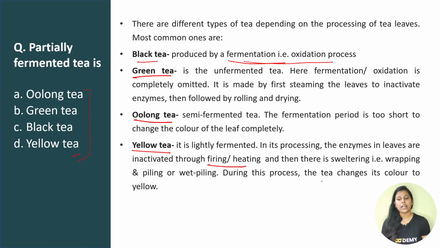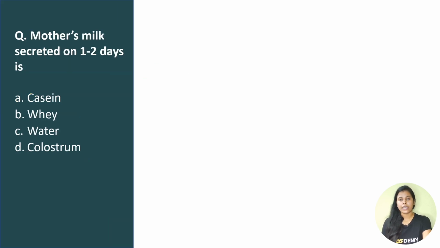During this process, the tea color changes to a slight yellow, and that is how the name yellow tea has come. So out of these, which one is partially fermented or semi-fermented? Proper fermentation has been done, but partial, not full fermentation. So which will be the tea? We have got to know from here that oolong tea is the right answer. Oolong tea is the partially or semi-fermented tea. Okay, so option A is the correct answer.